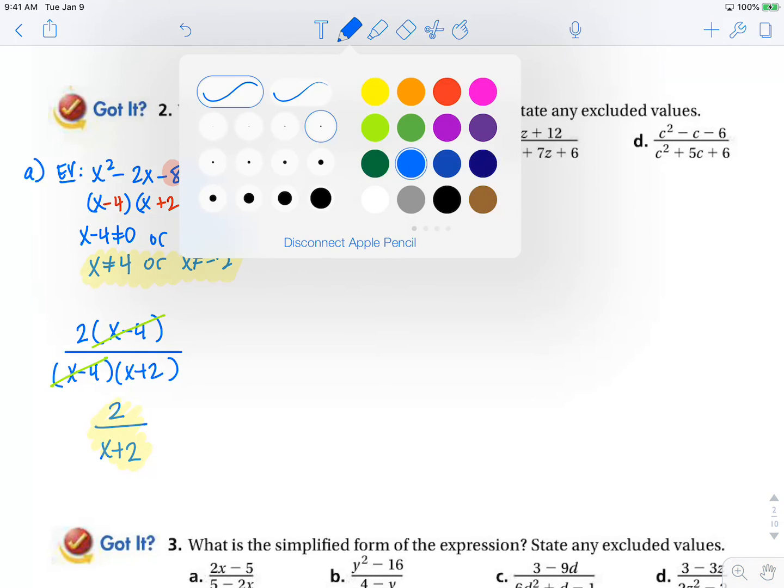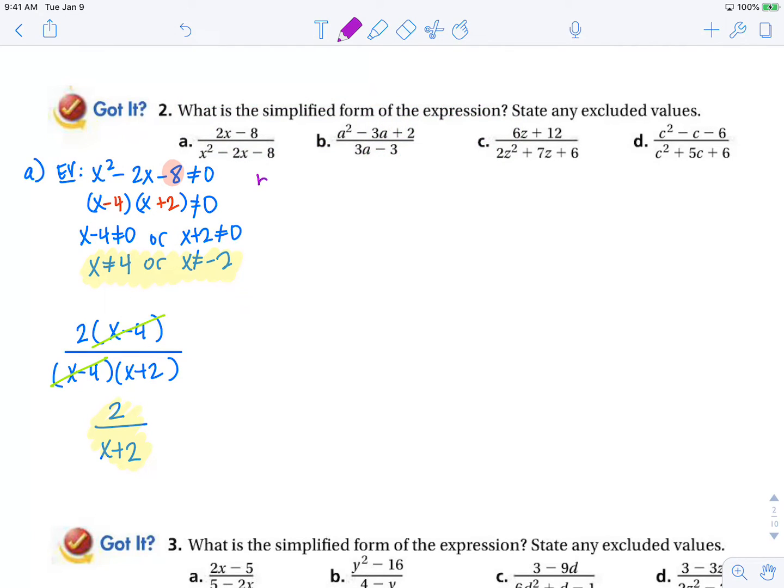Moving along to part B, for our excluded values, we know 3a minus 3 cannot equal 0. Adding 3, 3a cannot equal 3. Dividing by 3, a cannot equal 1. That's our excluded value.